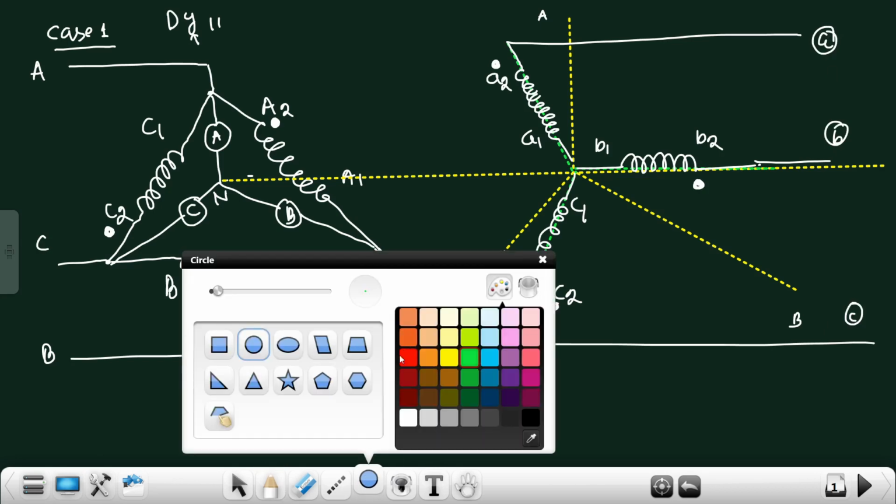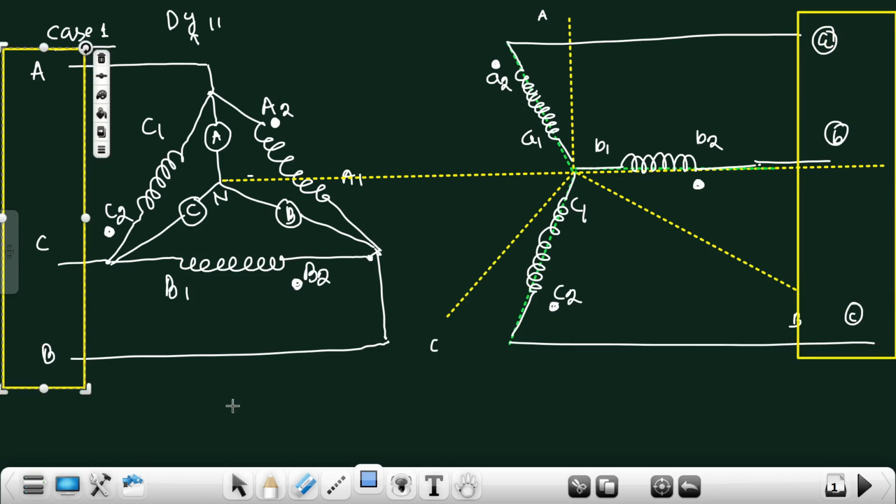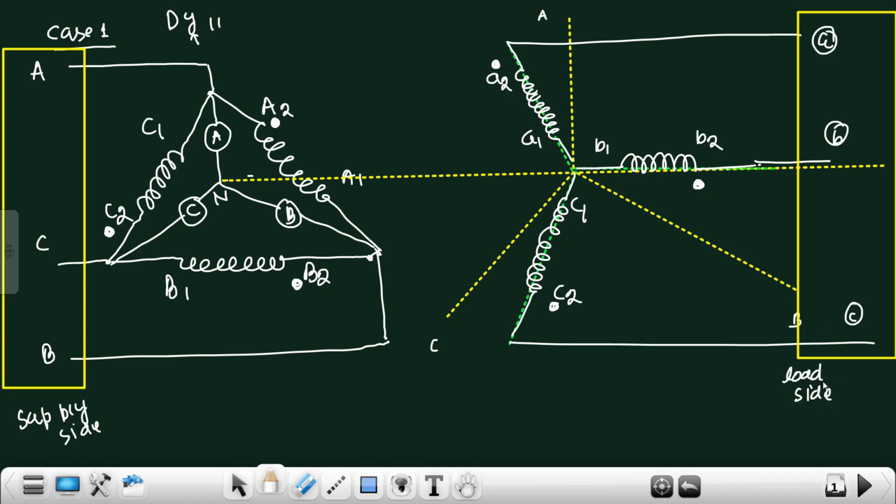And load is what? So this is the load side or output side, and this is the supply side. The supply side can be star or delta; in most cases, this is the star connection. So this is the supply side, and this is the load side. The load also can be star or delta.